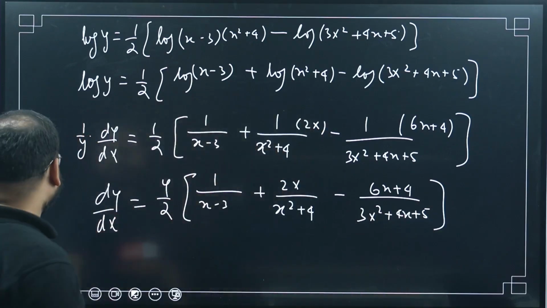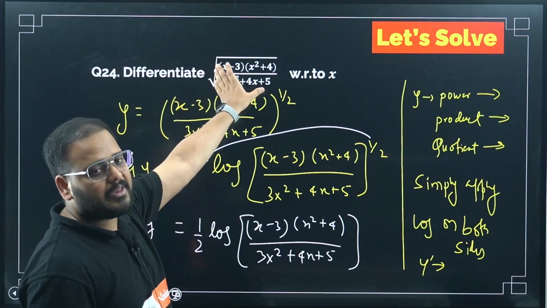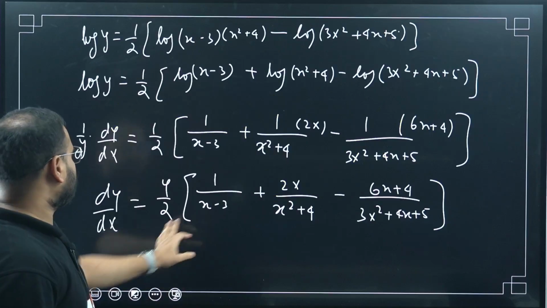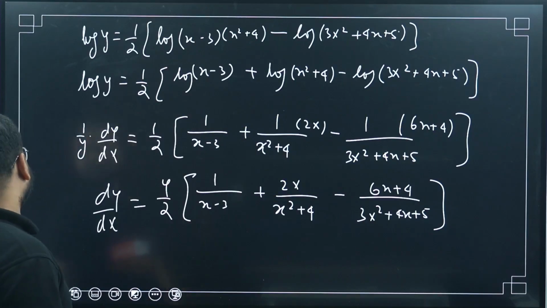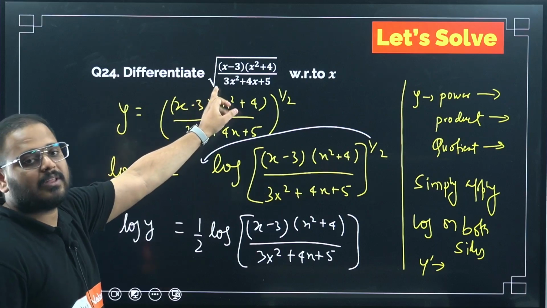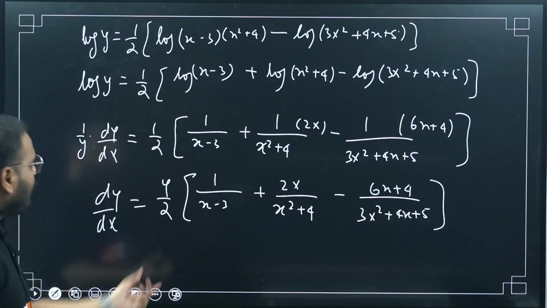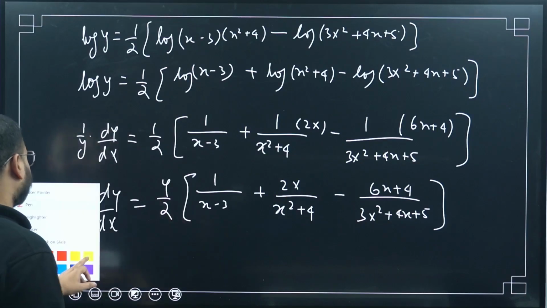So I can write this y, this whole bracket, again over here. In the final answer, just rewrite this y as this bracket. Okay, this whole bracket, again rewrite it over here. This is my final answer.